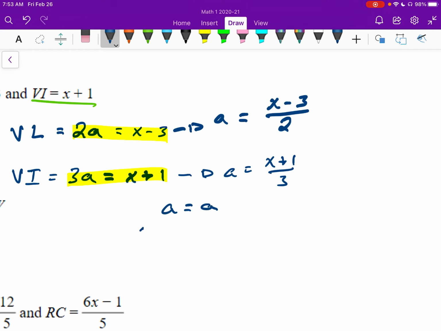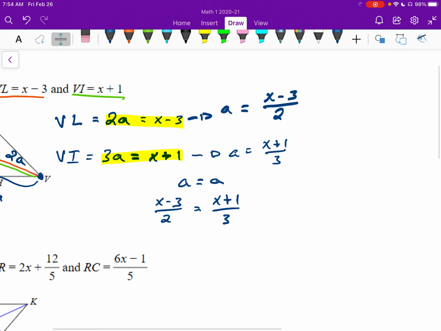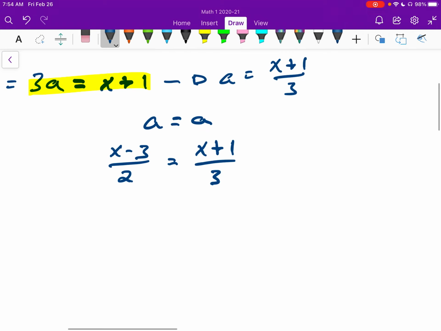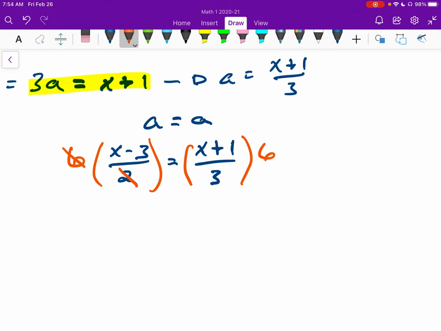So the left piece, I'm going to say, well, x minus 3 over 2 is equal to x plus 1 over 3. Now I need to solve this. This is just, we have our x's and we just solve. The easiest way for me at this point is to multiply both sides by 6. And why do I choose 6? Well, on the left side, my 6 and my 2 cancel to be a 3. And on the right side, my 3 and my 6 cancel to be a 2. So I got rid of my denominators there.